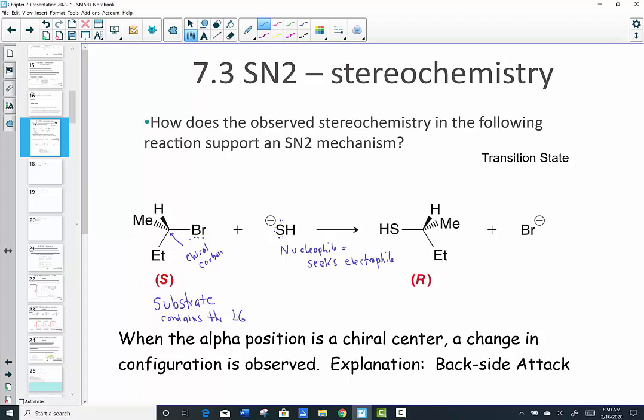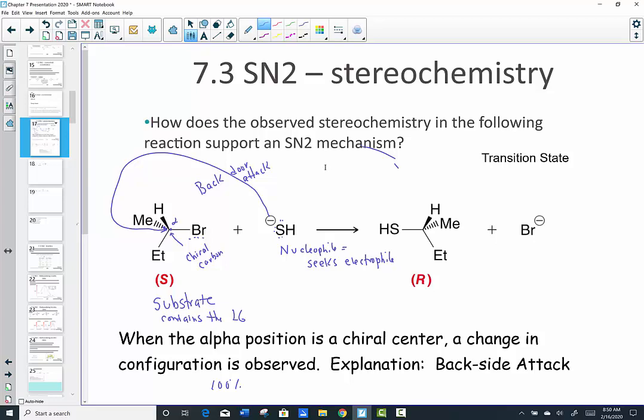When an alpha position is a chiral center, notice this alpha carbon, alpha is attached to the leaving group, we see a change in the configuration 100% of the time. And there's an explanation for that. The nucleophile attacks the electrophilic carbon in a backdoor attack 100% of the time, and we form a transition state.